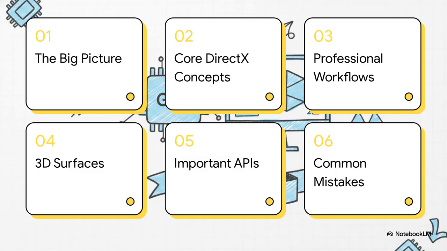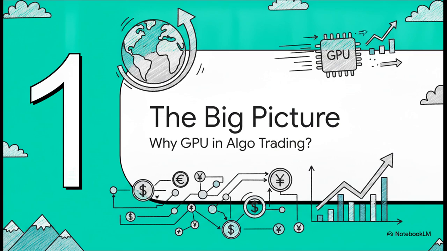As a senior engineer looking over your architecture, I've broken our session down into 6 crucial areas. We're going to look at the big picture, cover the core DirectX concepts, map out professional usage and workflows, look at some real examples with 3D surfaces, go over the important APIs you need to know, and finally, we'll lock in on common mistakes and memory management. So, part 1, the big picture.